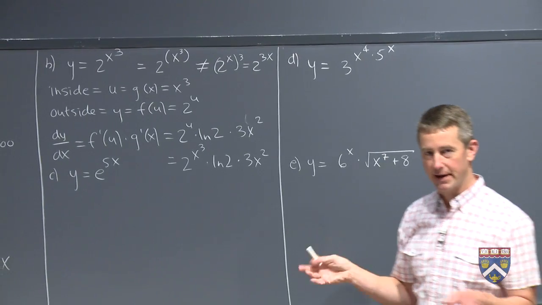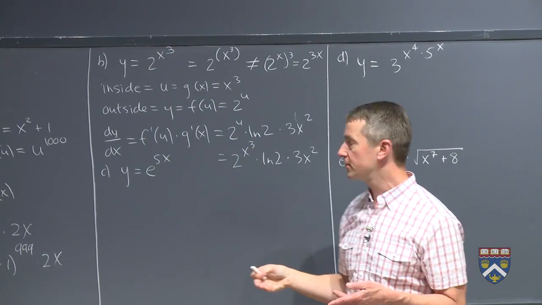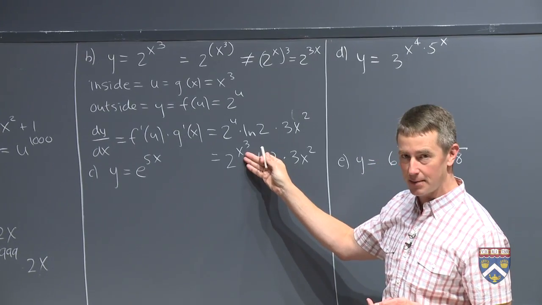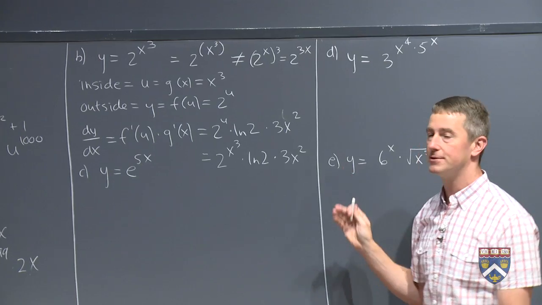And if we want to do this without writing out all the details, what would we say? We've got 2 to the something. What's the derivative of 2 to the something? It's 2 to the same something, ln 2, by our exponent rule. Chain rule says multiply by the derivative of the something.